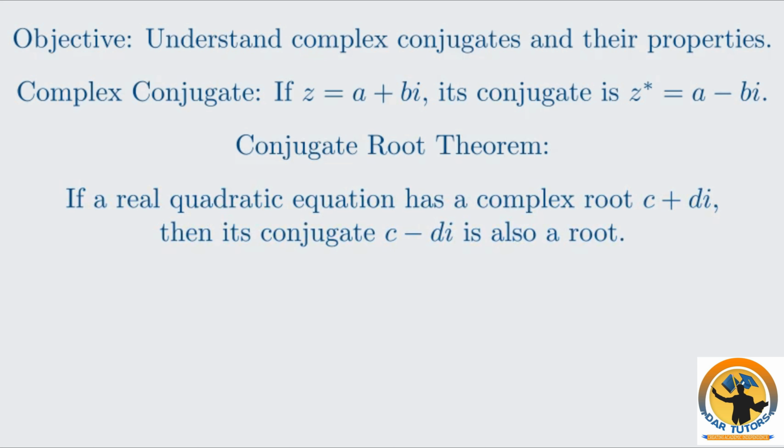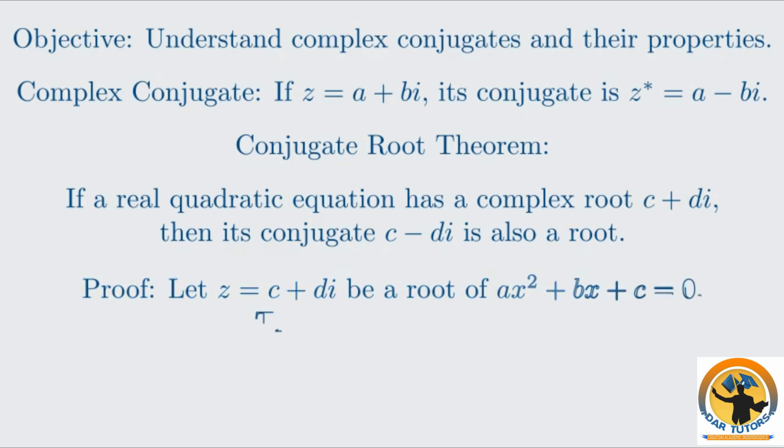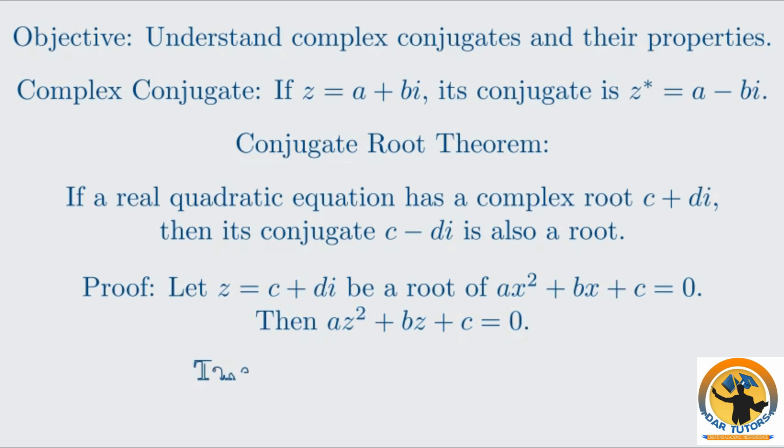Let's prove this. Suppose z equals c plus di is a root of the equation ax squared plus bx plus c equals 0, where a, b, and c are real. This means that when we substitute z into the equation, it holds true. So, a times z squared plus b times z plus c equals 0. Now, let's take the conjugate of both sides of this equation. The conjugate of 0 is just 0.